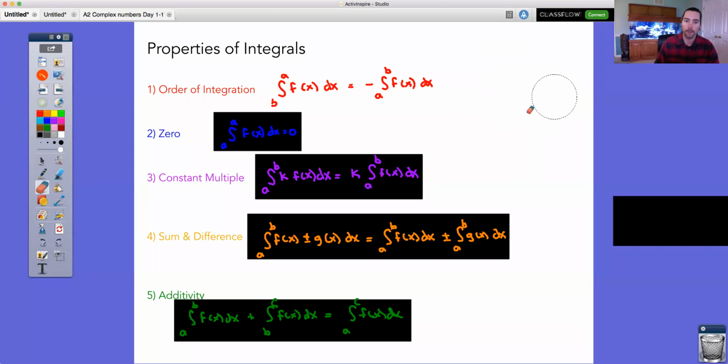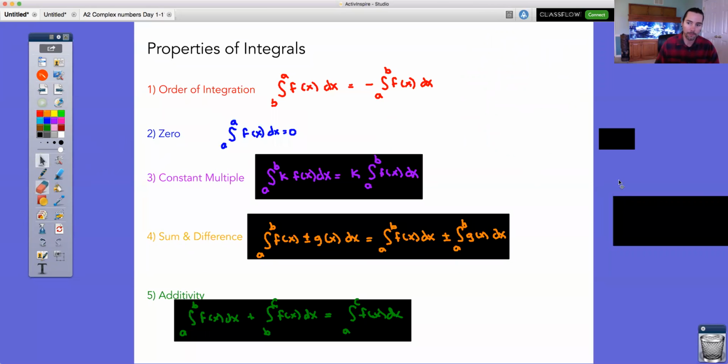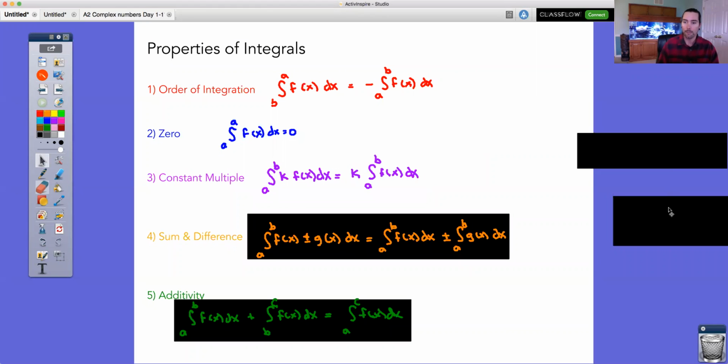The next property, the 0 property. Notice the limits of integration are A to A. So no time has passed, you've gone nowhere, 0. If no time has passed, you will not move. You know what I'm saying. You can't move.